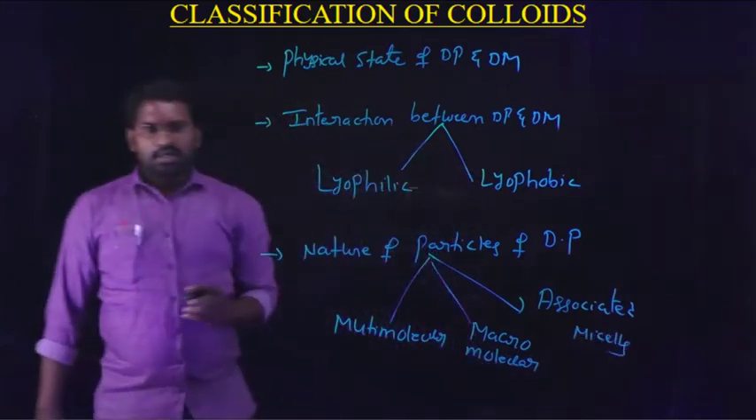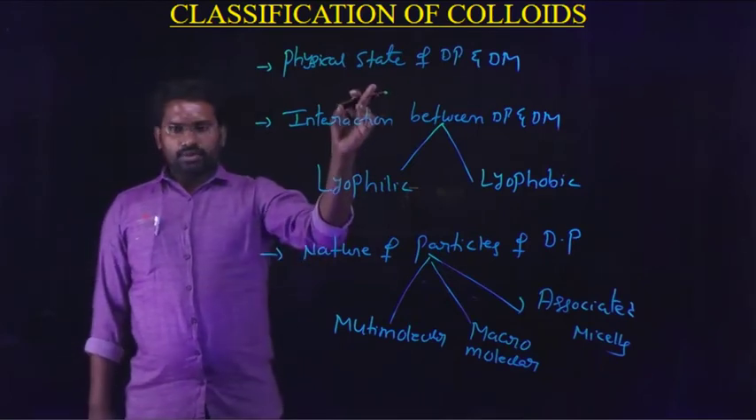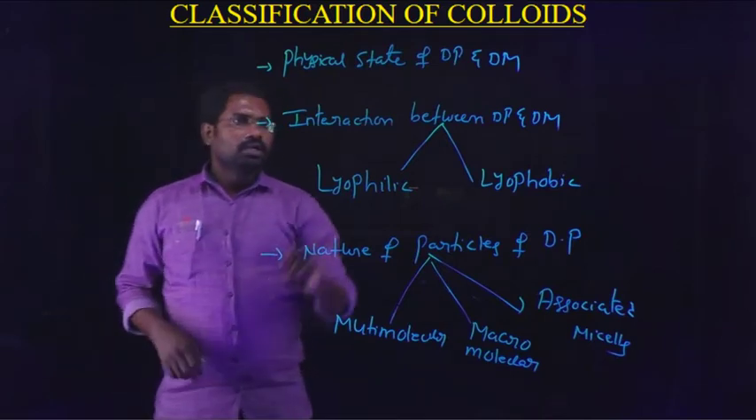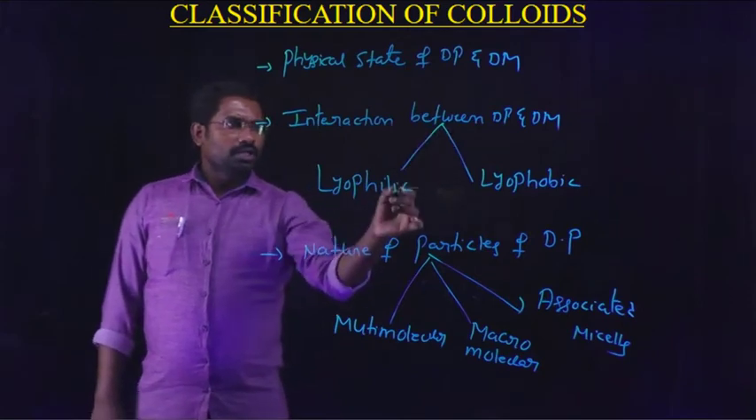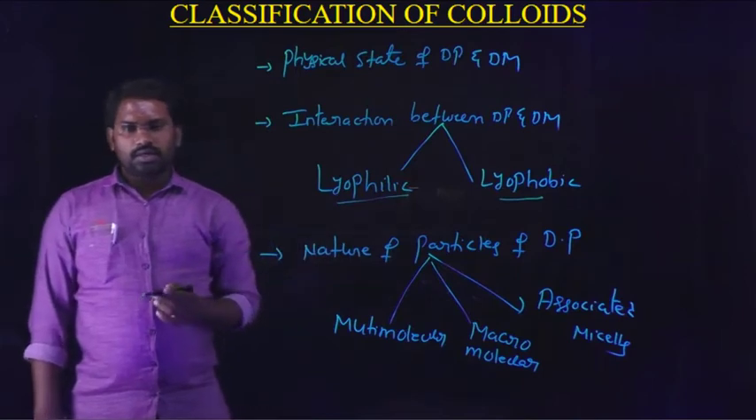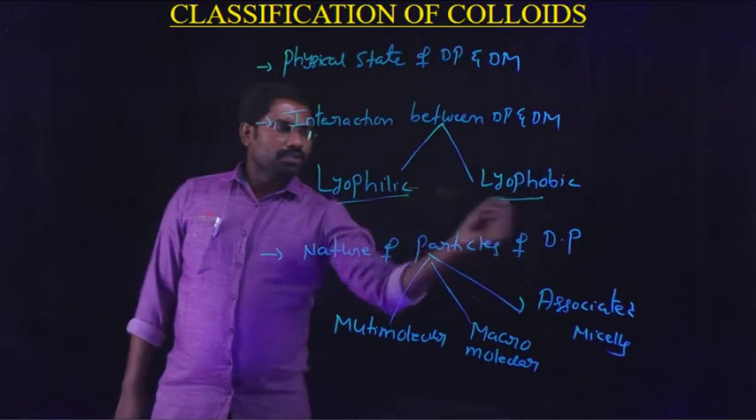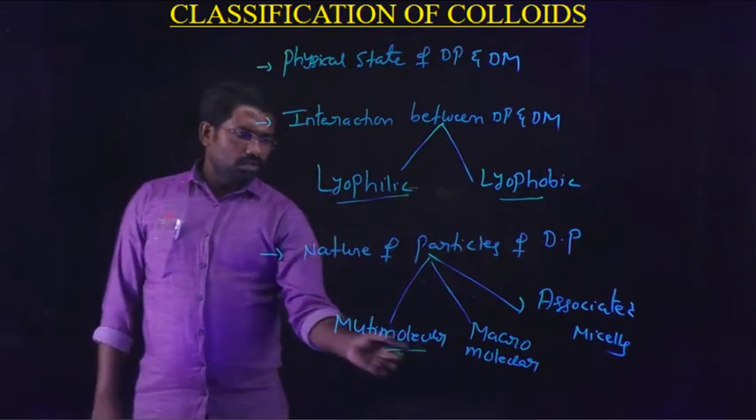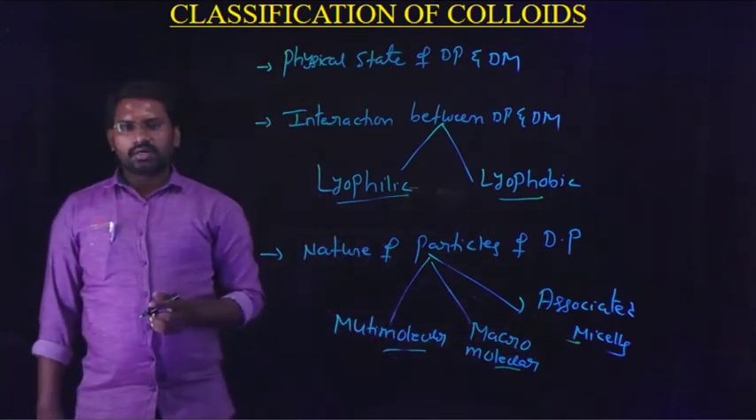So this is the classification of colloidal solutions. Mainly colloids are classified into 3 categories. First one, based on the physical state of the dispersed phase and dispersion medium. And second one, interaction between the dispersed phase and dispersion medium. Based on this principle, colloids may be classified into 2 categories: lyophilic and lyophobic sols. And third one, nature of the particles of the dispersed phase. Again, this is classified into three categories. What are they? Multimolecular colloids, macromolecular colloids, and third one, associated colloids or micelles.